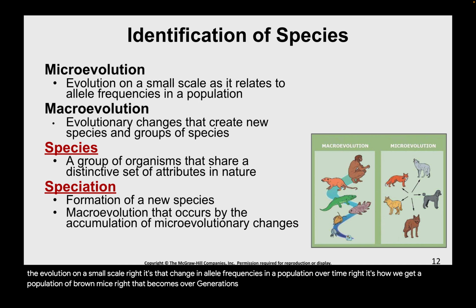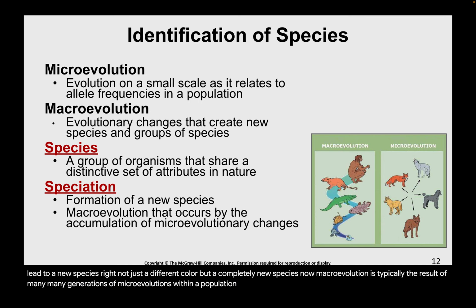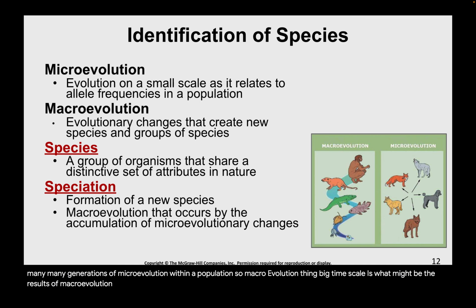Whereas with macroevolution, we're talking about evolutionary changes that lead to a new species. Not just a different fur color, but a completely new species. Macroevolution is typically the result of many, many, many generations of microevolutions within a population. So with macroevolution, think big time scale. A species is what might be the result of macroevolution.